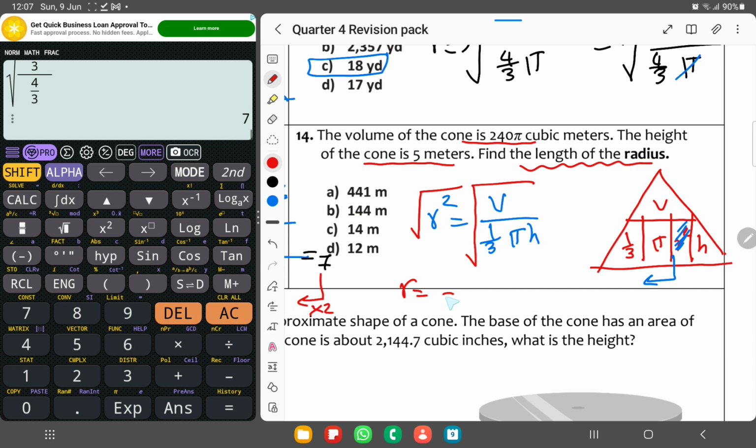So now radius equals the square root, what is the volume? 240 pi over 1 over 3 pi h. What is the h? The height is 5. Very good. So the pi's cross together. And what do we still have? Square root, fraction 240 over 1 over 3 times 5. So it is 12 meters.